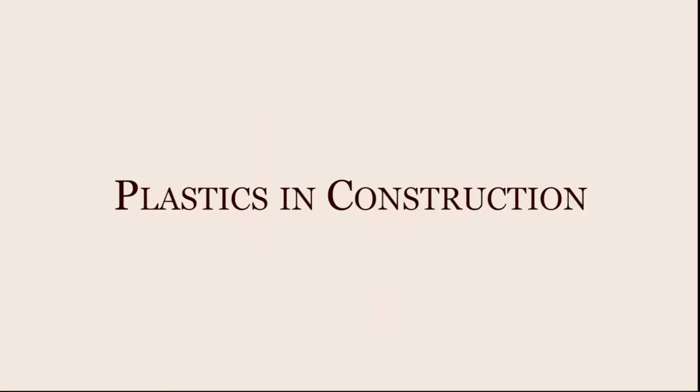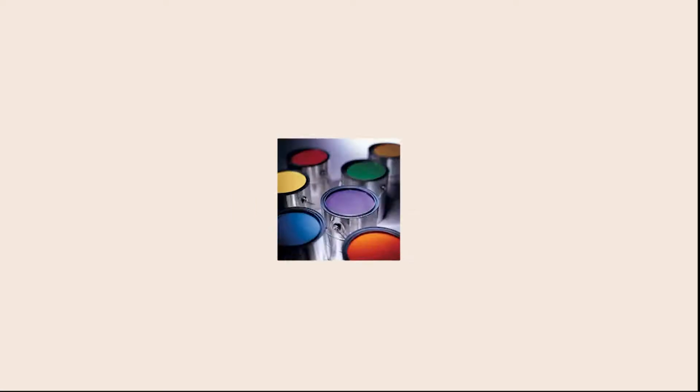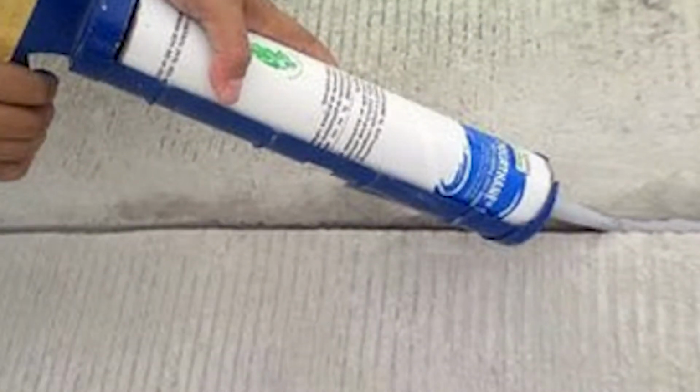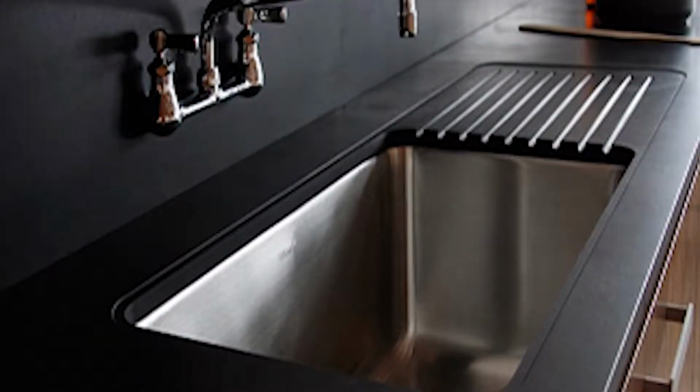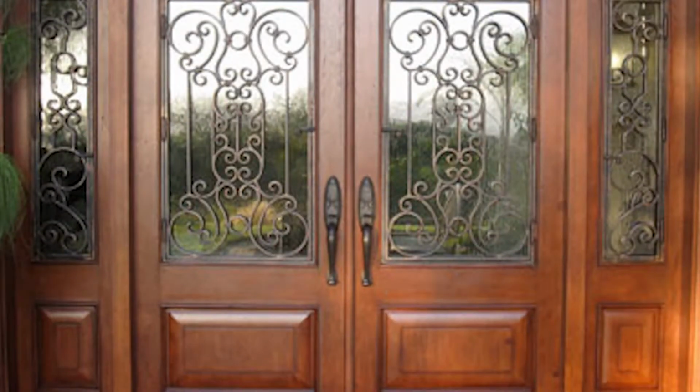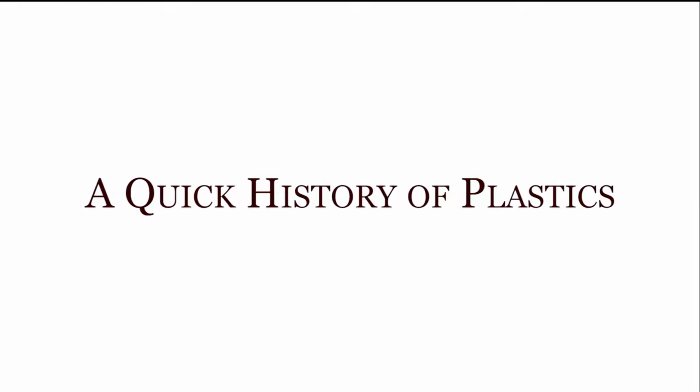There are numerous uses of plastics in construction, from paints, coatings, sealants, carpeting, wall covering, laminates, counter surfaces, piping, doors, and windows. This presentation will concentrate on the use of FRP composites in architecture as structural components and as exterior cladding. A quick history of plastics.